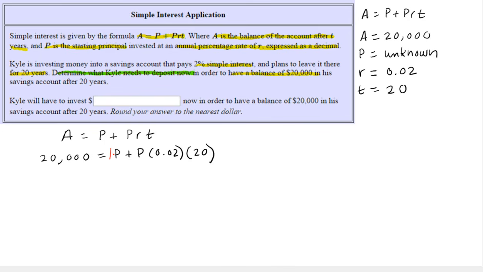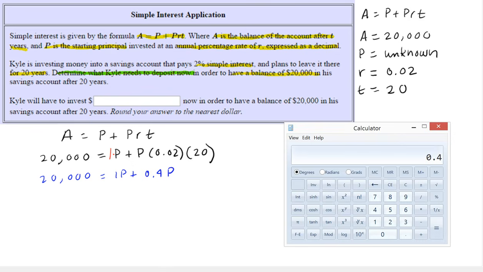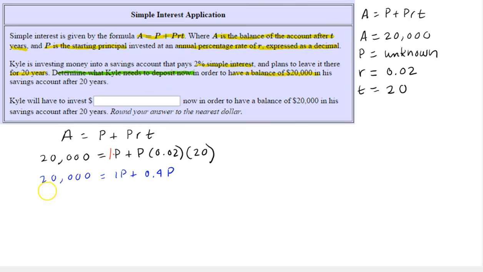So let's rewrite this on a new line. 20,000 equals 1p plus 0.4p. So now we want to combine 1p plus 0.4p, and we can just add the coefficients. 1 plus 0.4, that's going to be 1.4. If you're not sure, you can add the 1 plus 0.4 gives you 1.4. So we have 20,000 equals 1.4p.